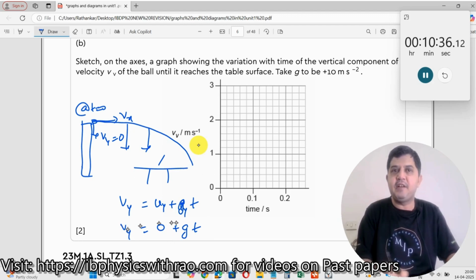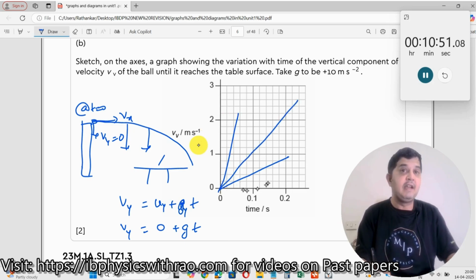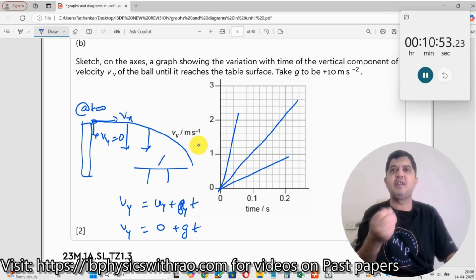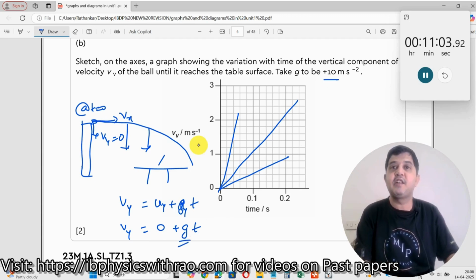When I say Vy is proportional to t, what kind of graph do I get? I should get a straight line passing through the origin. Can I get a line like this, or like this, or like this? Because some values are being given here. If the values are not given, then you can draw any line. Since the values are given, you should be very careful. The plot of Vy versus t should be a straight line passing through the origin, whose slope should be equal to 10. It's already given as 10 here.